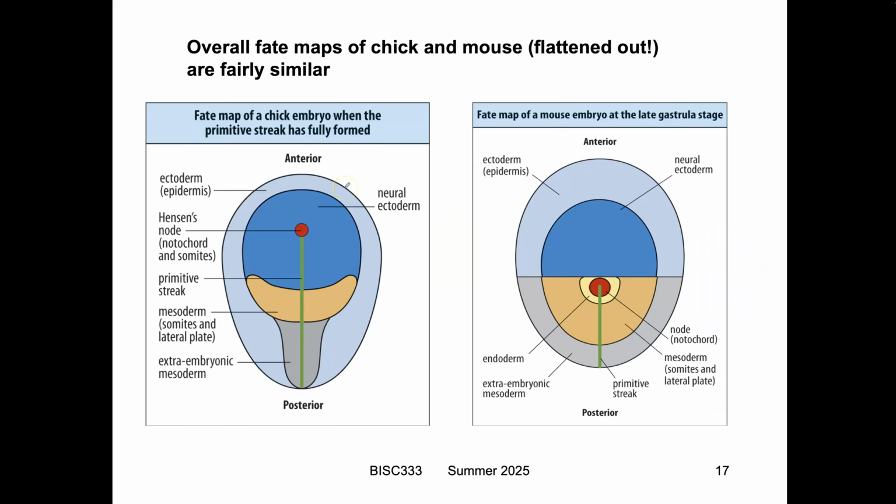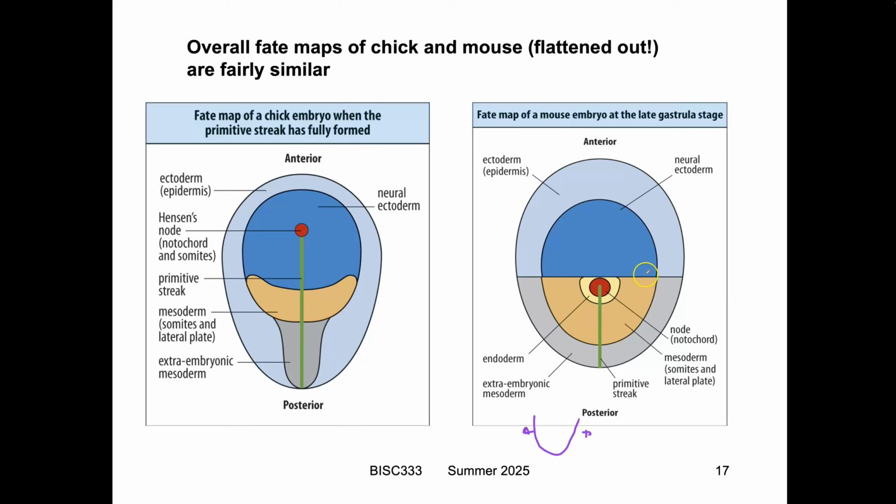Okay, and so when we take a look at the overall fate maps of the chick and the mouse, now the mouse is flattened out because it's hard to view the cup fate map the same way. But this is the cup, and when we look at the cup, the anterior part is usually here, and the posterior part is usually here, and we're generally looking at it along the side. Whereas with the chick embryo, we're usually looking from the dorsal side down. So this is, we've seen this a lot.